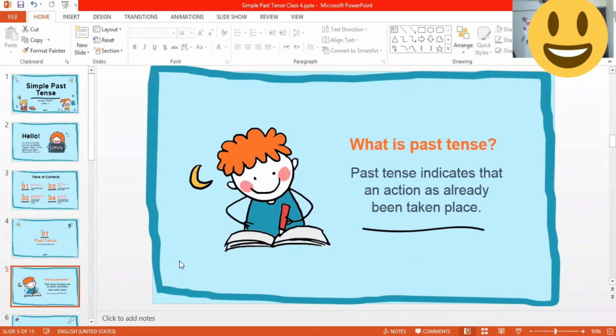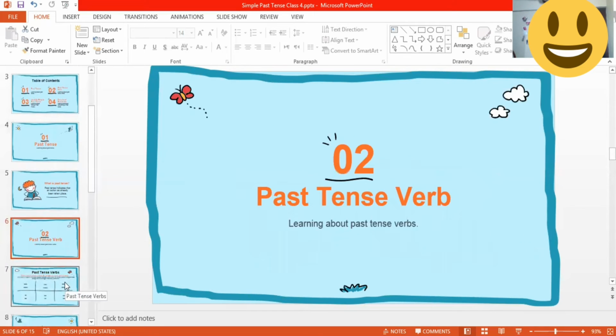Past tense indicates that an action has already taken place. Past tense का मतलब ये होता है कोई भी action या कोई भी event जो कि हो चुका है, ठीक है, जो गुजर गया, गुजरा हुआ जमाना, that's past tense. Okay. Now what is past tense verb? Past tense verb क्या है?